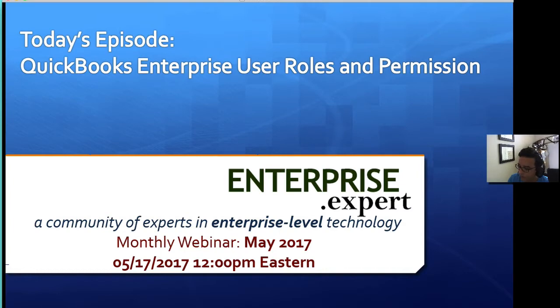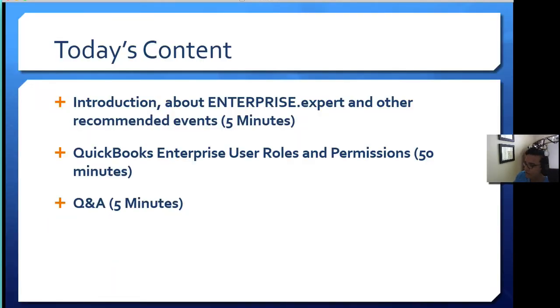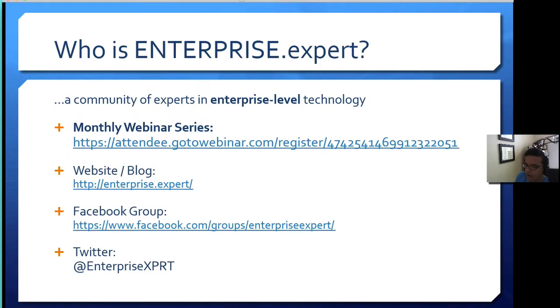This is the monthly webinar for May 2017, and today is May 17th, 12 p.m. Eastern. Today's content will spend about 5 minutes talking about what Enterprise Expert webinars are, and we'll spend about 45 to 50 minutes on user roles and permissions, and then the last 5 minutes we'll spend on Q&A. This will take roughly about 1 hour.